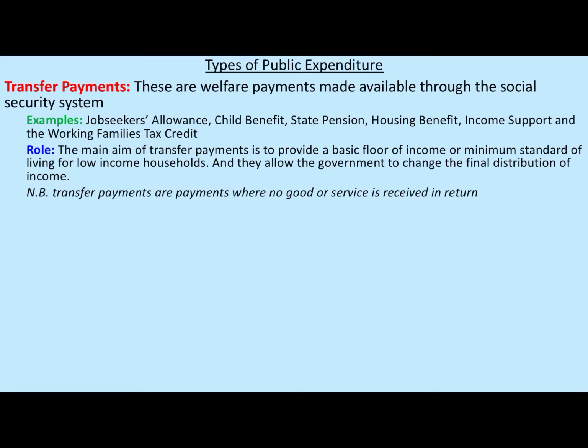We must also note then, transfer payments are payments where no good or service is received in return. Therefore, transfer payments do not count towards our GDP figures because there's no output made. Once the transfer payment is made to the poor households, when they then spend that money, that is where these payments enter the economy, and that's when they're accounted for. They're accounted for as consumption in our aggregate demand, not necessarily government spending G.